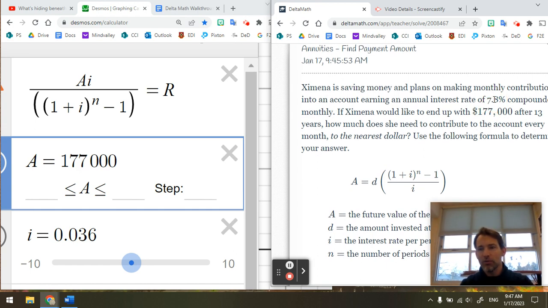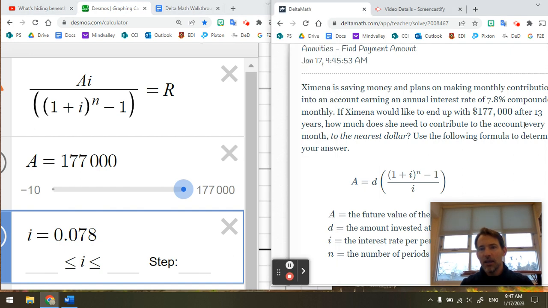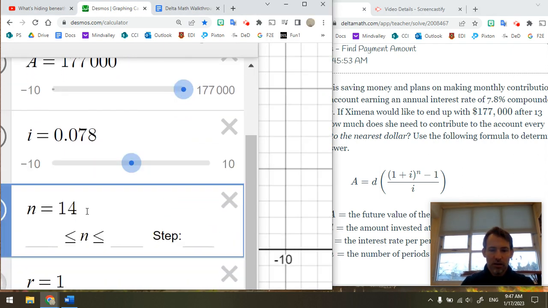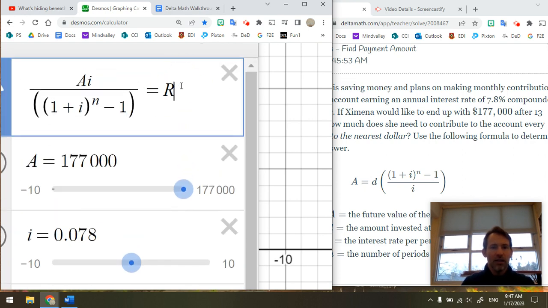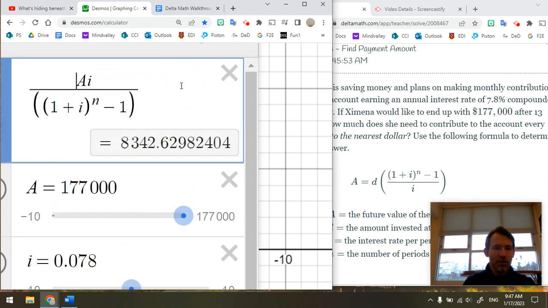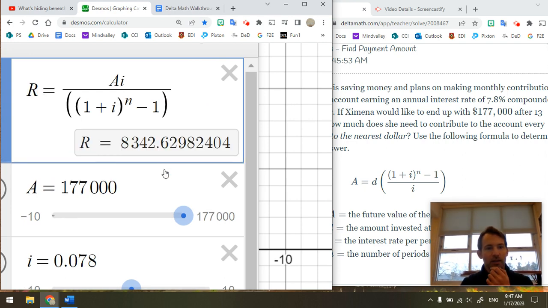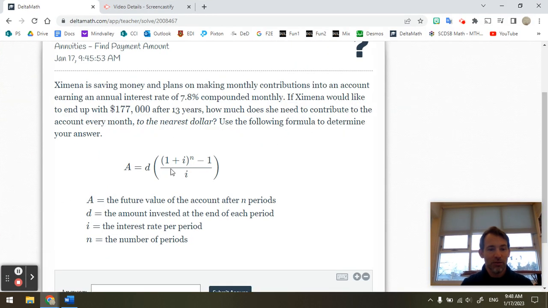We have an annual interest rate of 7.8%, so we're going to put that in there. 7.8% looks like that. And then we're going to do this for 13 years. So that should just about solve it for R. Let's move this over here so it looks like this. R equals there. So that's the regular payment that Ximena needs to make.